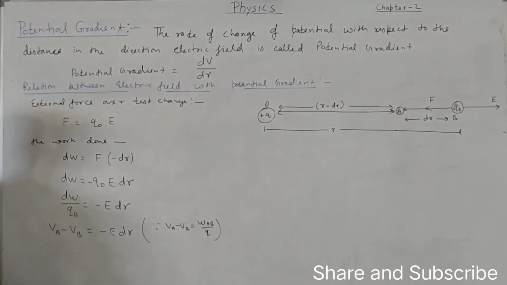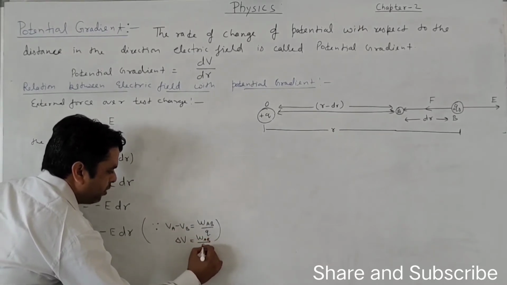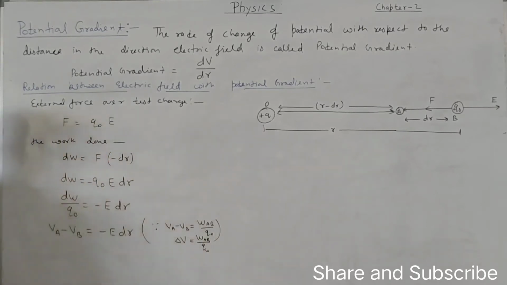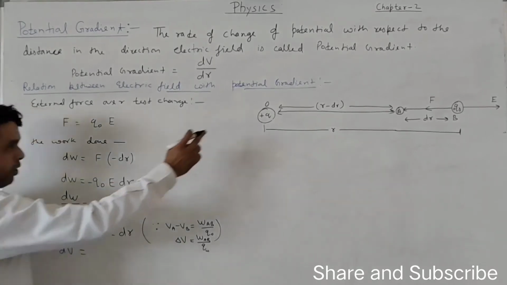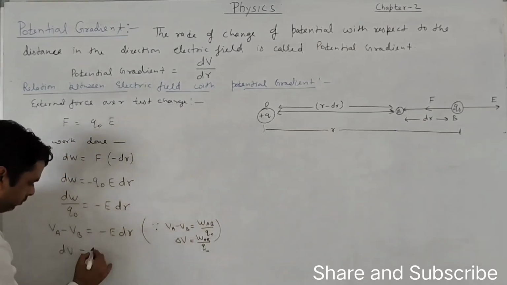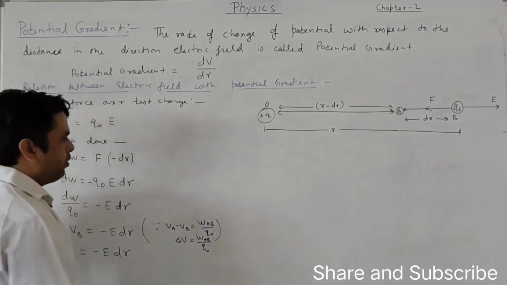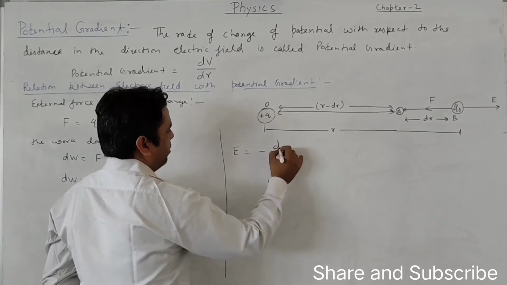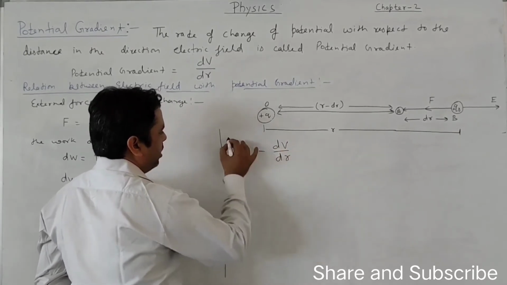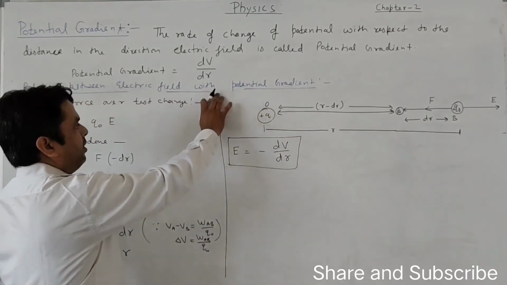So VA minus VB is basically delta V. WAB is the work done over the test charge, so that will be the electric potential difference, the difference in potential between the two points, B to A, which will be minus E dr. By doing all these things, we can easily get the value of E equal to minus dV upon dr. That is the relation we were trying to find, the relation between electric field and potential gradient.